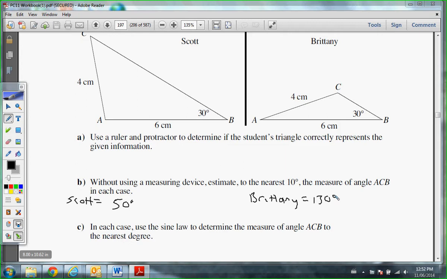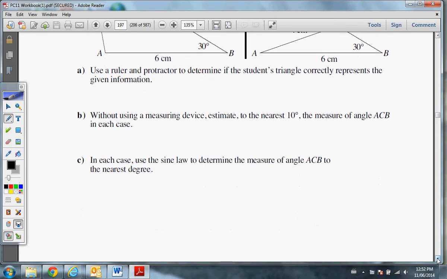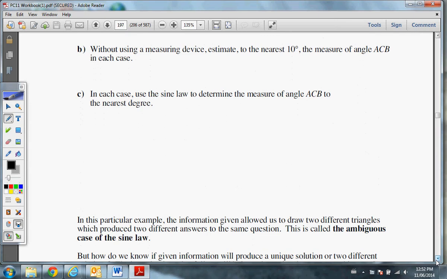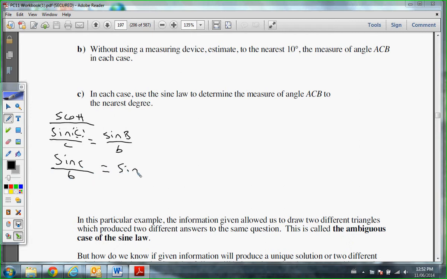Now we're going to set up the sine law with both of them. The problem here is that when I set up the sine law, you have the same exact setup. We'll do Scott first. His would be sine C over C equals sine B over B. We have everything but the angle C, so it's sine C over 6 equals sine 30 over 4.